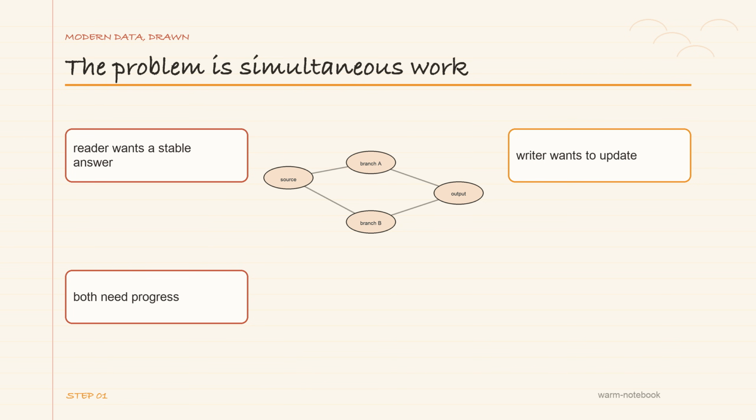Read the drawing from one idea to the next. Reader wants a stable answer, then writer wants to update, then both need progress. You do not need to memorize every implementation detail yet. Focus on what moves, what stays fixed, and why the system does less unnecessary work.